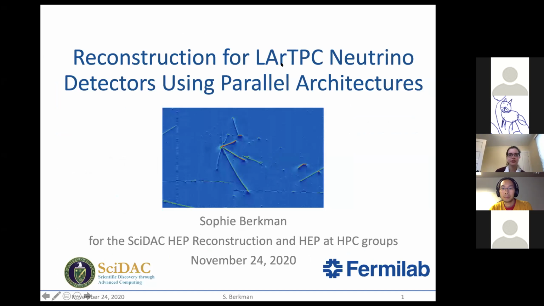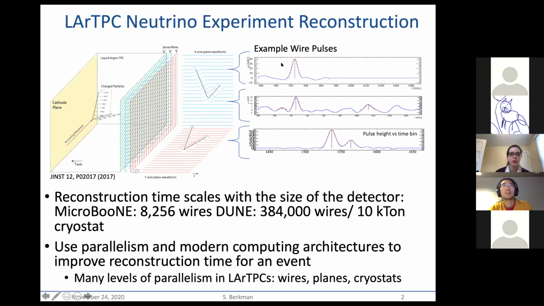Okay, so I'm going to talk to you today about reconstruction using parallel architectures. So this is sort of a shift in topic. In a liquid argon neutrino experiment, the neutrino interacts and produces charged particles, which ionize the argon. These ionization electrons drift in an applied electric field and are collected on a set of wires. And so what the detector reads out in the end is basically charge as a function of time on each of many, many thousands of wires.